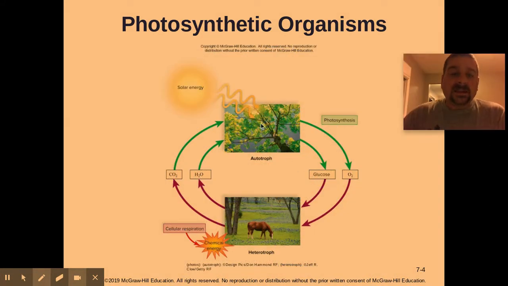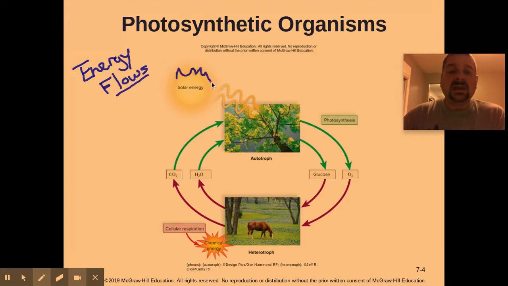This diagram is just showing an overview, some terms when we talk about energy flow. If you remember from last chapter, chemicals cycle, but energy flows one way through an ecosystem, always starting here with the sun, to the green plants with photosynthesis. We call these autotrophs, making their own food.